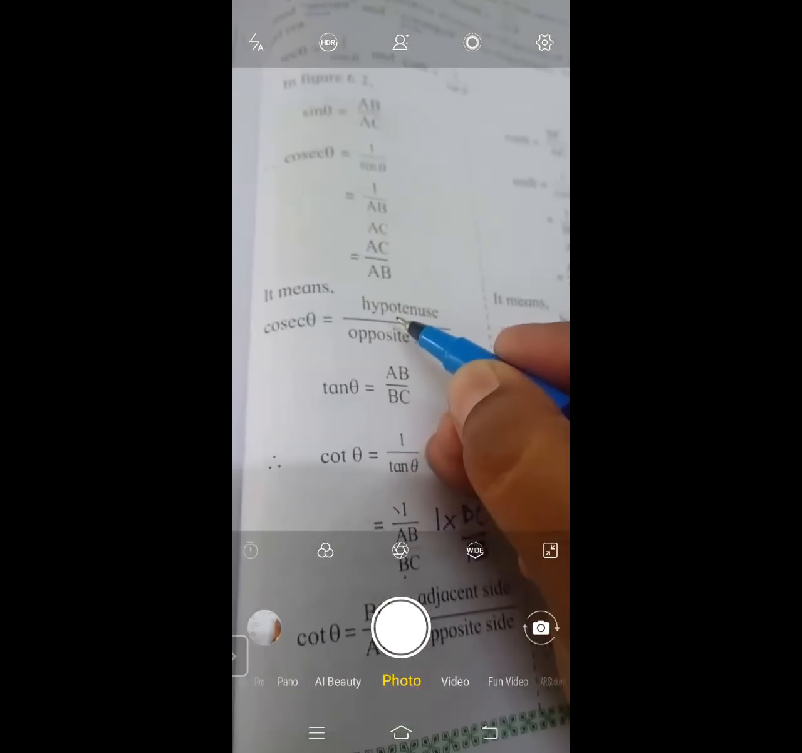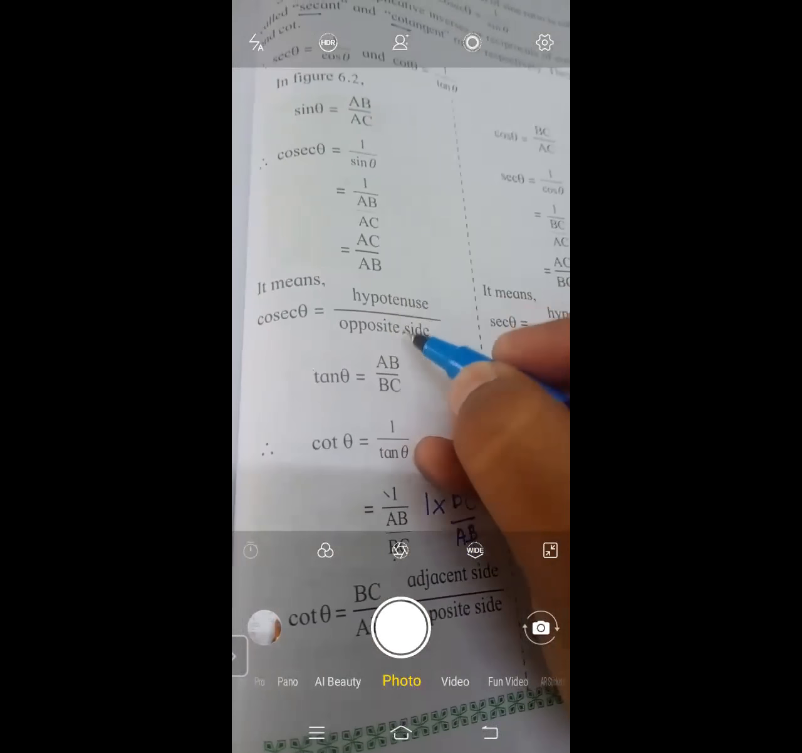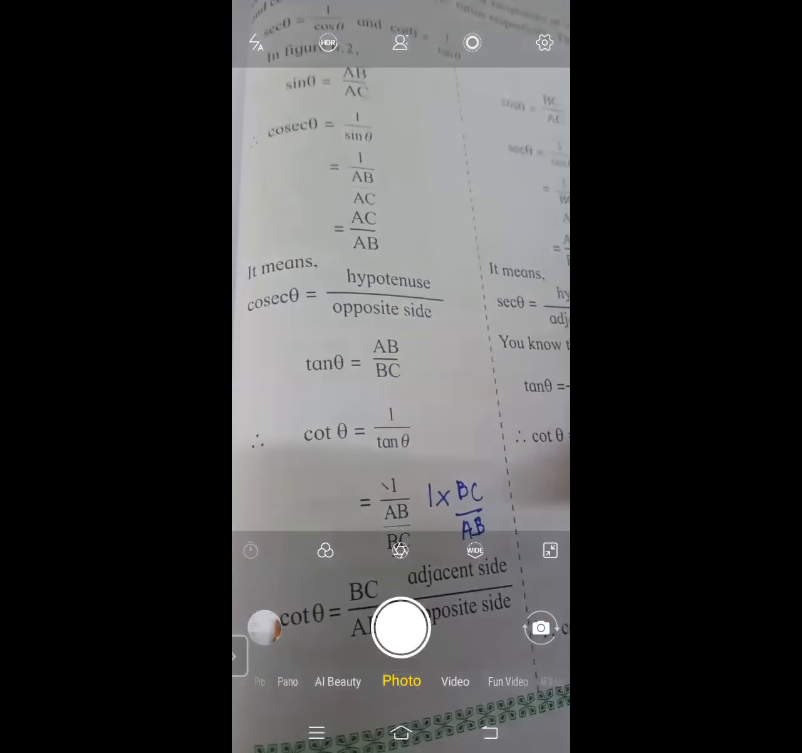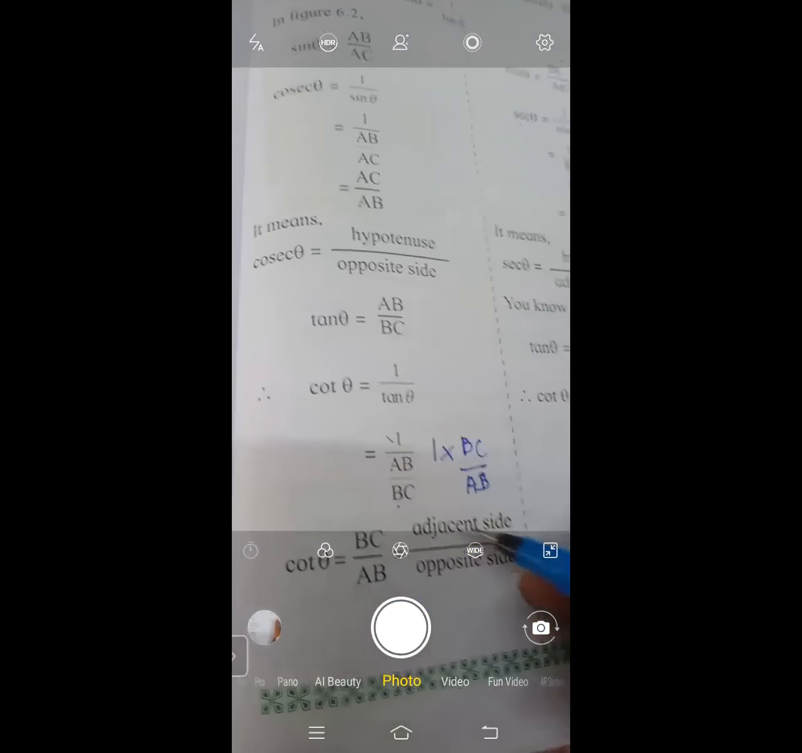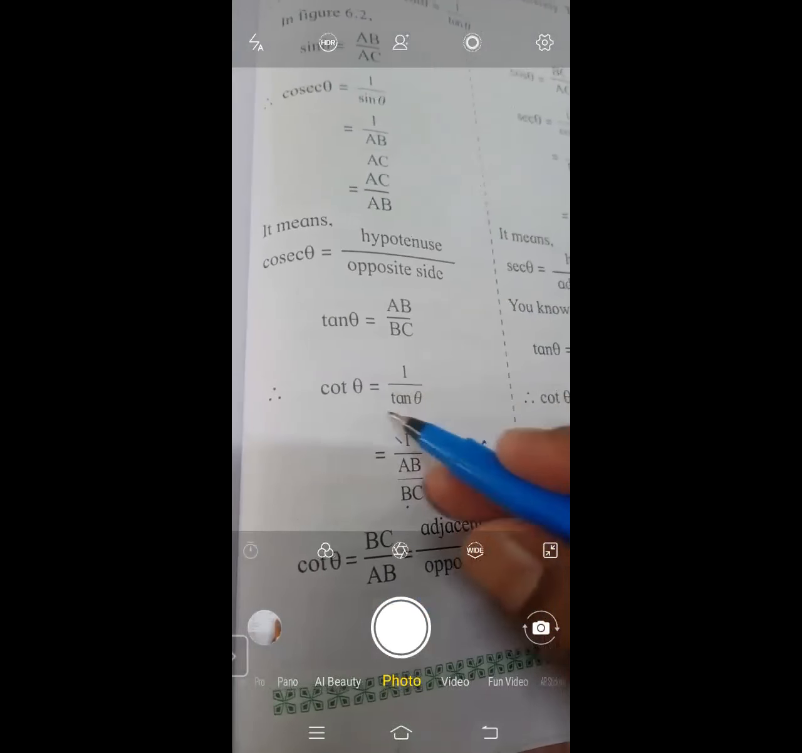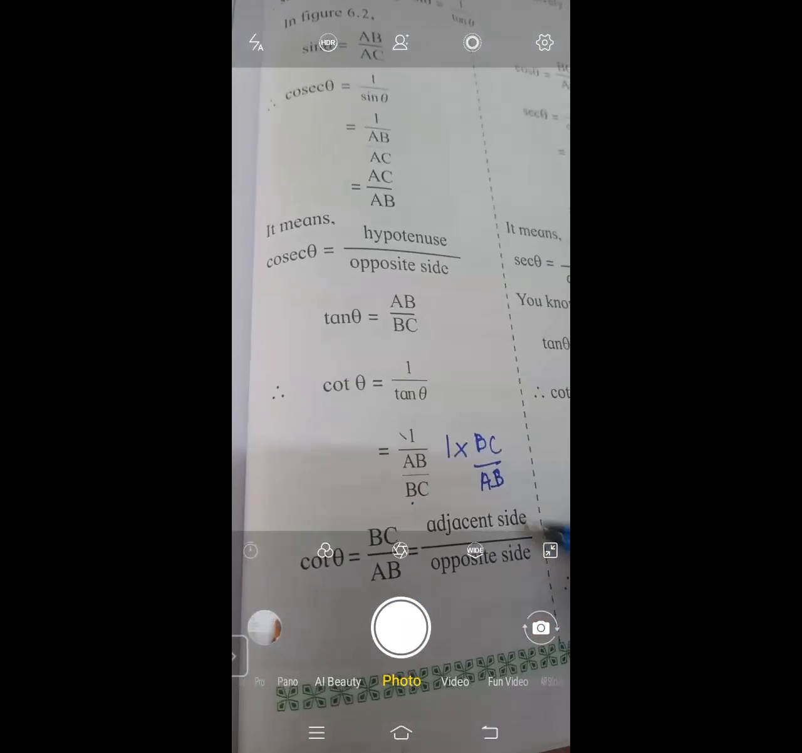So cosec theta is nothing but the reciprocal of sin theta, which is 1 upon sin theta. What we are doing is taking the reciprocal of sin theta: the numerator becomes the denominator and the denominator becomes the numerator. So this is just the reciprocal of sin theta, which forms cosec theta. So what is cot theta? Cot theta is 1 upon tan theta. So we are taking the reciprocal of the ratio tan theta, which is adjacent side upon opposite.